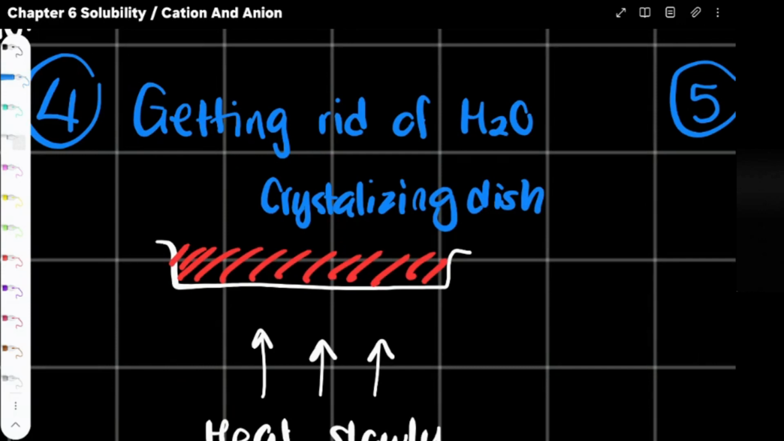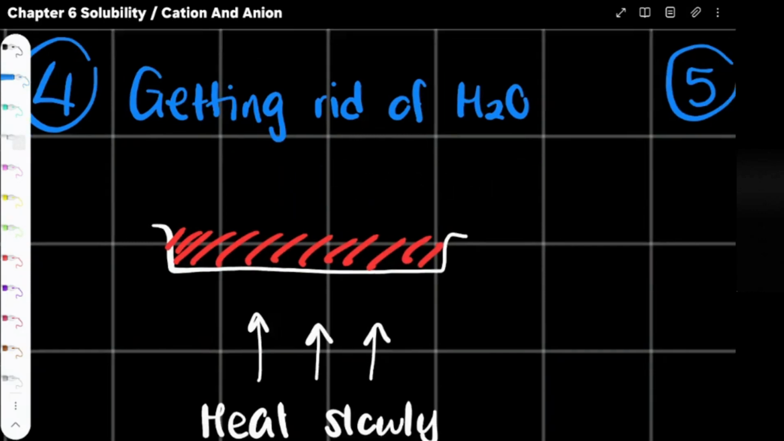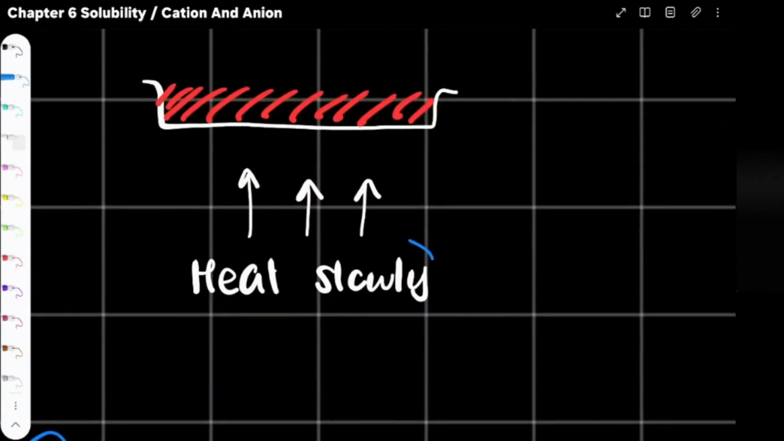Is it? Don't know. In the textbook, it doesn't say anything. But it's something, you have to put in something, right? And you have to heat slowly. Okay, the keyword is slowly. Why the keyword here?